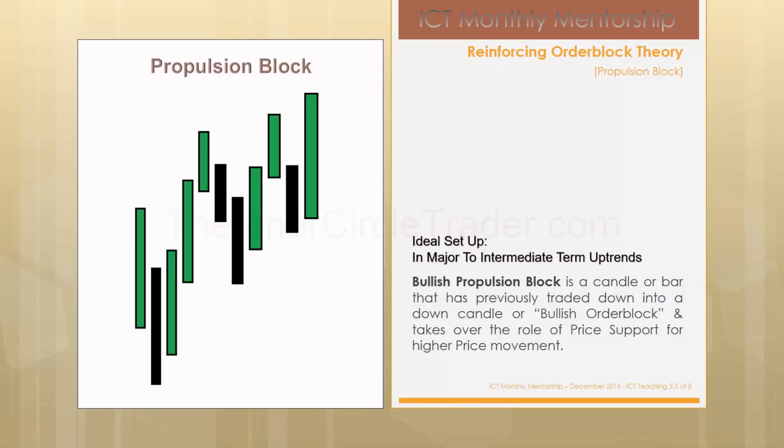In this example here, in this crude diagram, we have a down candle, which shows price willingness to move higher. And then we have a new down close candle that trades right back into it, seen here.